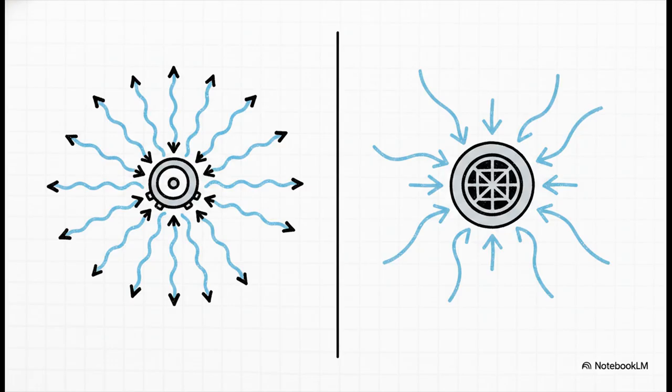Now picture the drain in your bathtub. All the water is flowing into that point. That's negative divergence, and we call that a sink. It really is that simple. Outward flow is a source, inward flow is a sink.